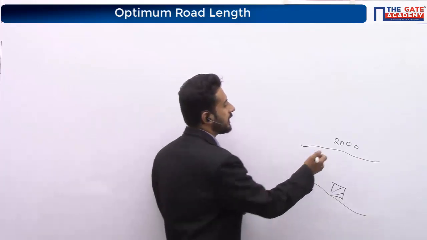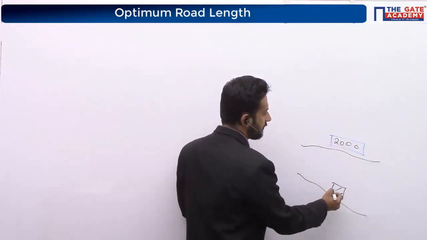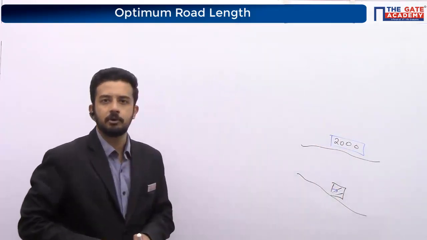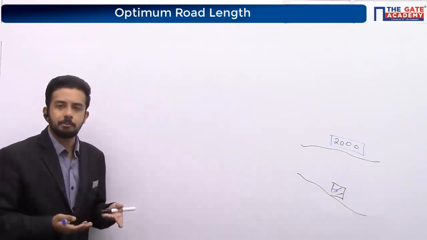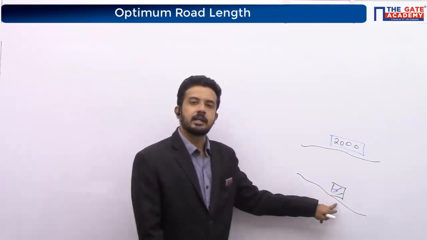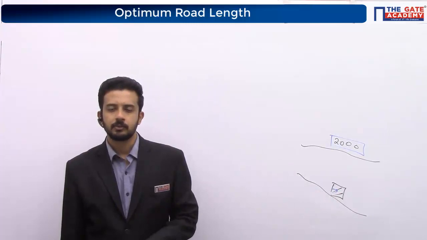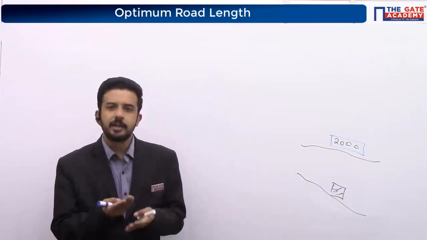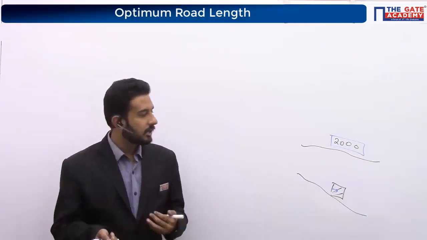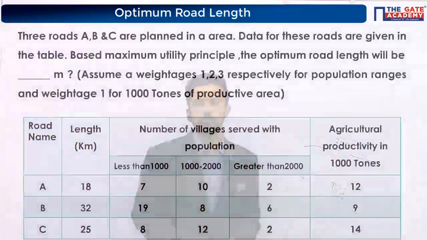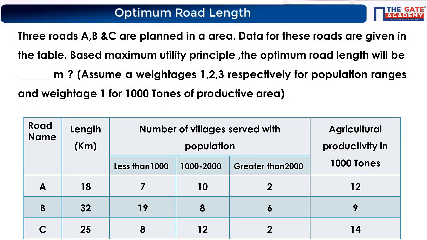It is serving 2000 people. It is serving a factory. Which is more important? The 2000 people, or an agricultural land? Both are important. We cannot tell which is more important. Okay, if you are telling 2000 people are more important, then how much more important? We don't know. So some weightages we have to give for this importance. That only they have given in the bracket.